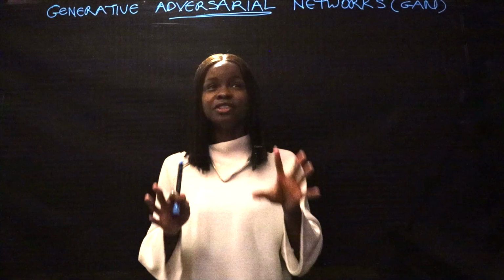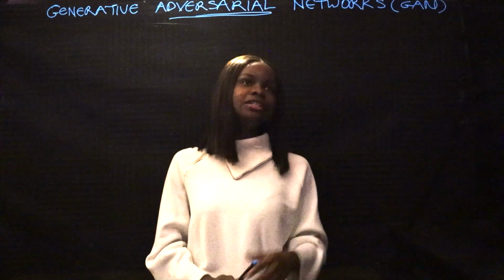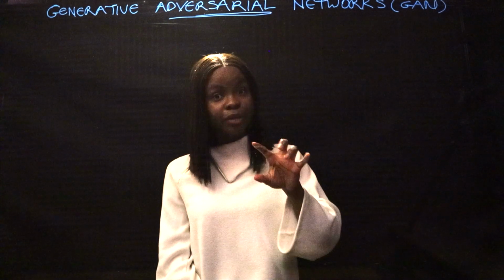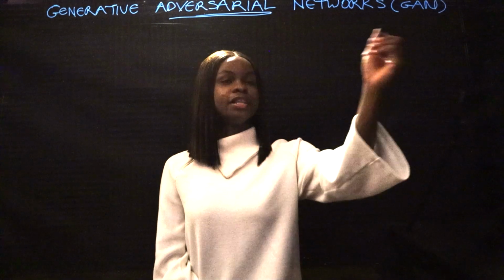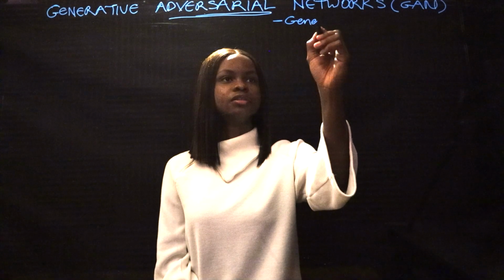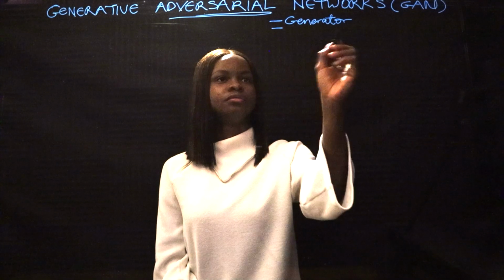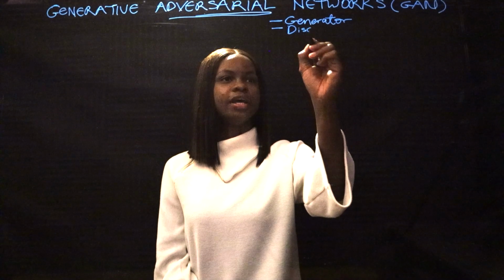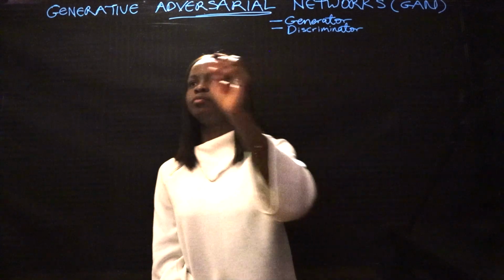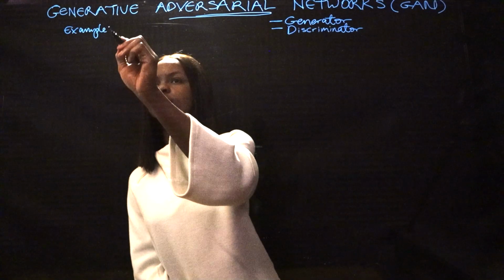So generative adversarial networks, the name generative, it generates things. And this is a type of deep learning model that consists of two neural networks. And they are called the generator and the discriminator. And I have said a popular example, deepfakes.